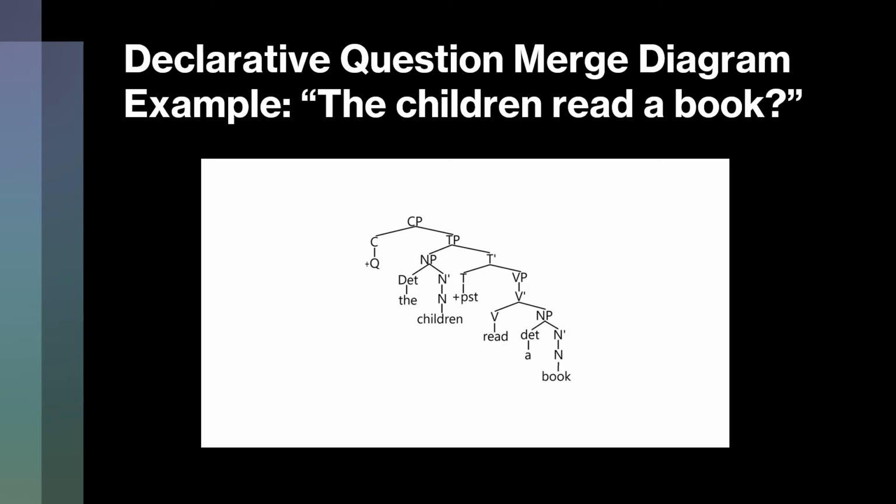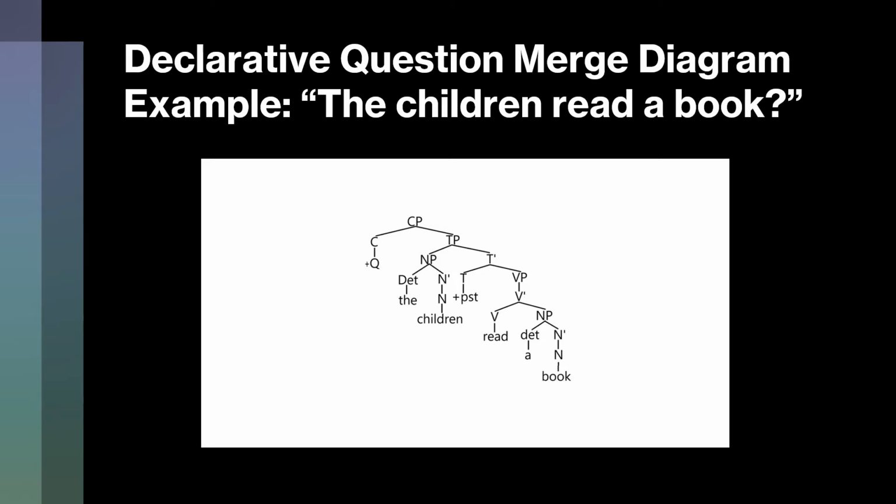All right, so the declarative question can be written in the merge diagram just like the declarative sentence. Notice a declarative question here. And so if I said, the children read a book, we would indicate that difference just by changing the Q here to plus Q. What does that mean? It means that this sentence is now a question. The children read a book, right? Like here, the children read a book, right?